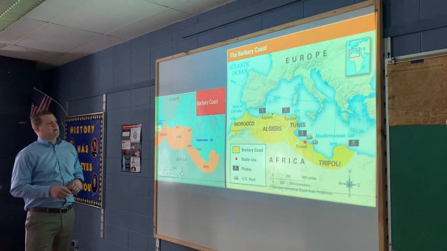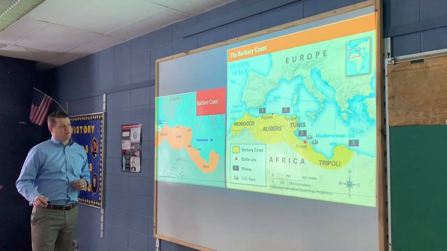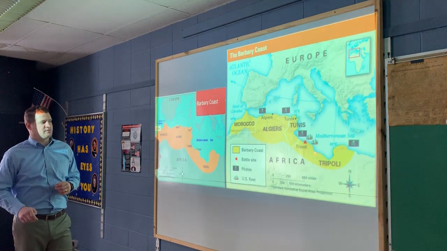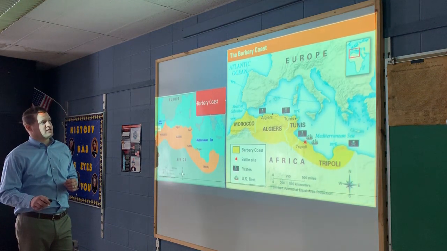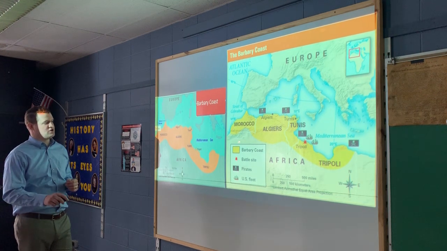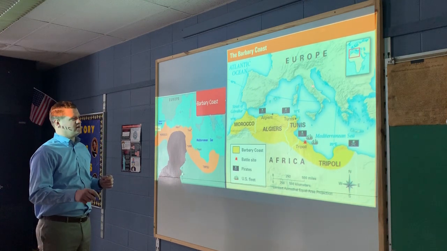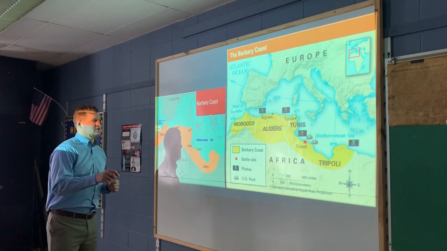All right, so this is a map. These are the 4 Barbary Coast states or countries. So we have Morocco, Algiers, Tunis, and Tripoli. As you can see here, this map shows the southern part of Europe and northern part of Africa. So this is all North Africa here. This is the Mediterranean Sea. This is Spain. You got Italy here, Greece, and the Strait of Gibraltar.